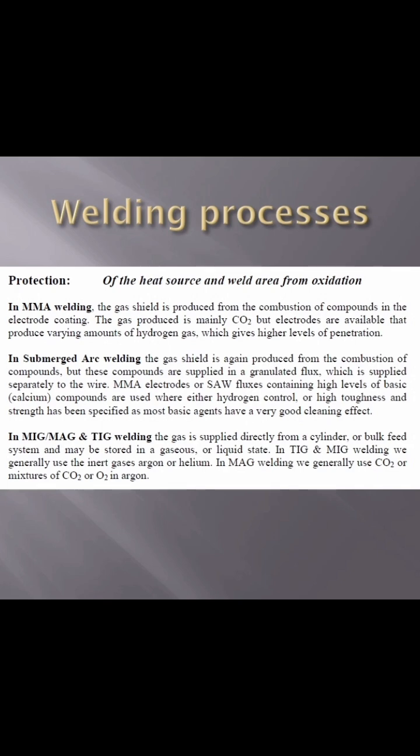In MIG, MAG, and TIG welding, the gas is supplied directly from a cylinder, or bulk feed system, and may be stored in a gaseous or liquid state. In TIG and MIG welding we generally use the inert gases argon or helium. In MAG welding we generally use carbon dioxide or mixtures of carbon dioxide or oxygen and argon.